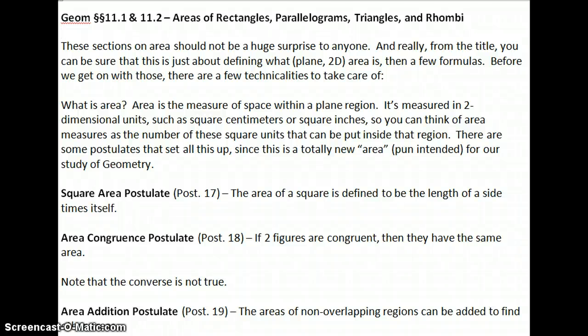Alright, geometry, welcome to chapter 11. Compared to the stuff you just did about circles, this is going to look crazy easy. I mean, look at this title: Area of rectangle, parallelogram, triangles, and rhombi. Oh, you know what? I forgot square in there. But I don't think it's going to cause anybody any headaches.